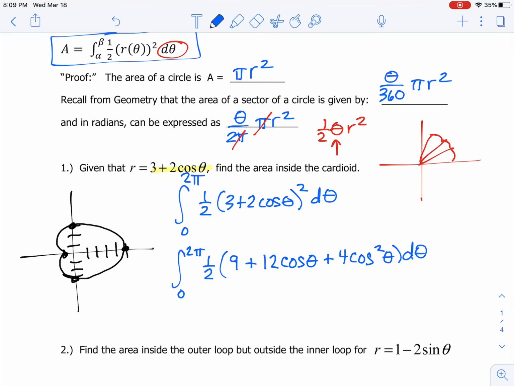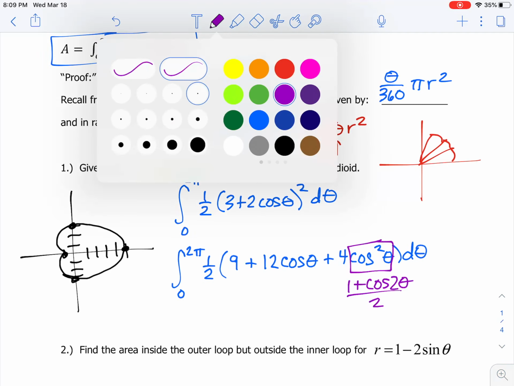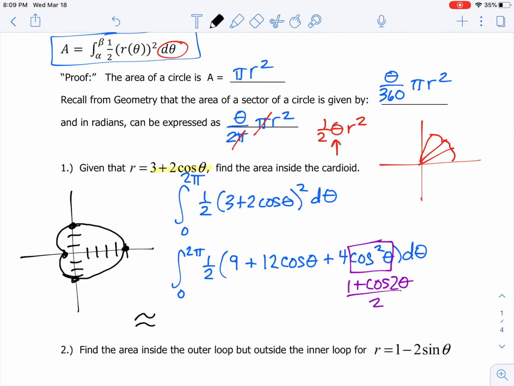And then if I have to integrate that by hand, I'm going to go ahead and replace this part with 1 plus cosine 2 theta over 2. And we went ahead and we did that earlier on in the year, right? We talked about that identity. It's really often that you're going to find that these don't have to be integrated by hand.